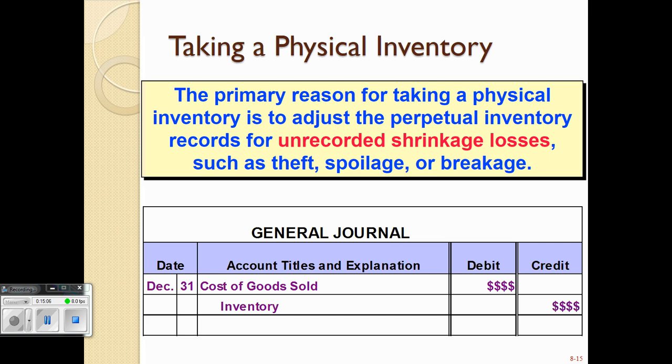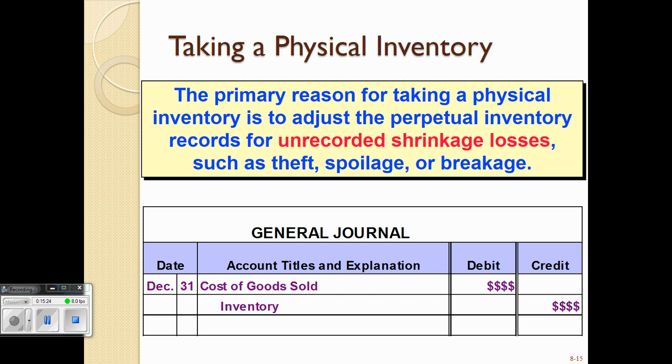You do need to, even if you're maintaining a perpetual inventory system, from time to time, usually at least once a year, take a physical inventory and then adjust your records to reflect that physical inventory.